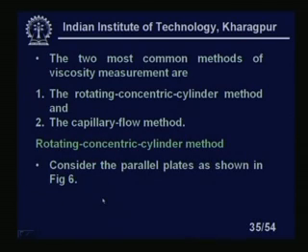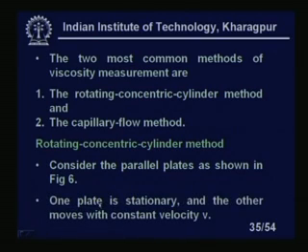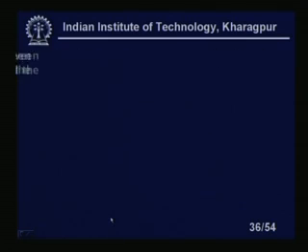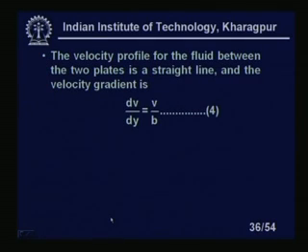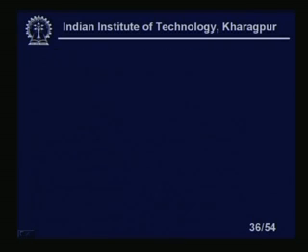Consider the parallel plates as shown in figure 6. One plate is stationary, that means the lower plate is stationary, and the other moves with a constant velocity V. The velocity profile for the fluid between the two plates is a straight line, and the velocity gradient is dV by dy equal to V by b. Let us go back.